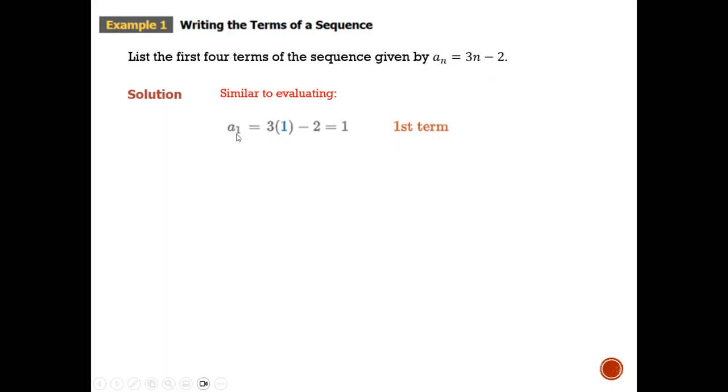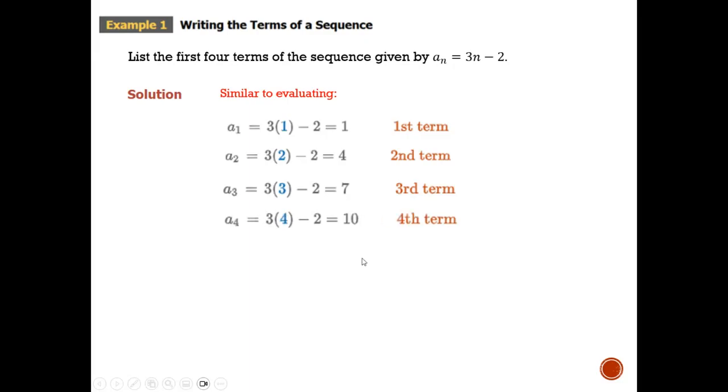So A sub 1 is our first term. That means I plug in a 1 for n. So this gives us 3 minus 2, which is 1. Then I go to the next term, which is A sub 2. So I'm plugging in a 2 to my equation here. 3 times 2 is 6, minus 2 is 4. I plug in the 3 for the third term. So we see we have a 3 times 3 now, minus 2. So 9 minus 2 is 7.